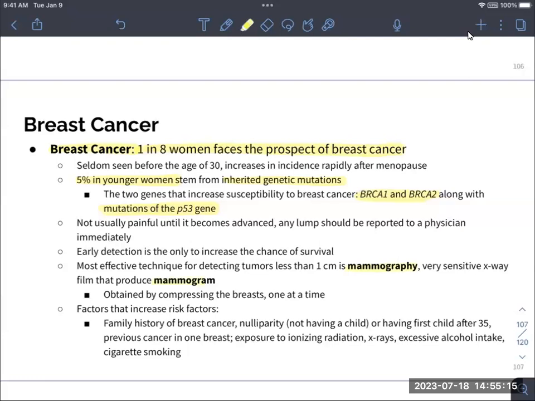Mammography is the best way to view any masses, any lumps, bumps, anything that can be found, and it can be good at detecting tumors that are less than 1 centimeter in size. So if you have a family history of breast cancer, never had a child, or had your first child after the age of 35, if you've had cancer in one of your breasts, if you've had exposure to ionizing radiation, X-rays, excessive alcohol intake, and cigarette smoking can lead to breast cancer.